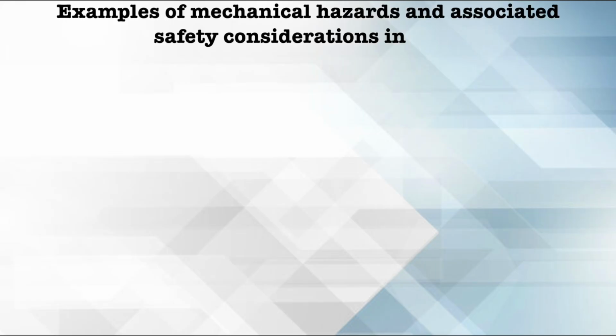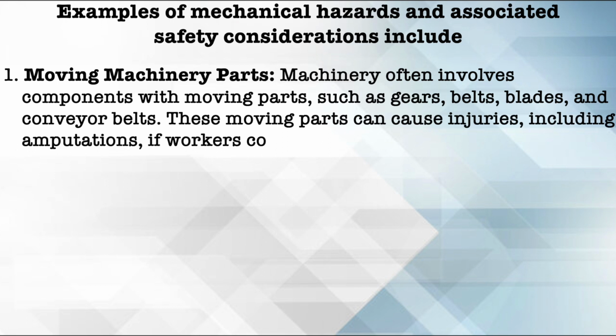Examples of machinery hazards and associated safeties. First is moving machinery parts. Machinery often involves components with moving parts such as gears, belts, blades and conveyor belts. These moving parts can cause injuries including amputations if workers come into contact with them.